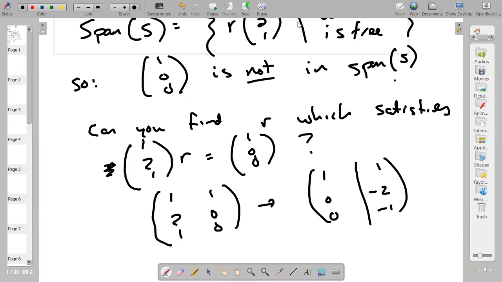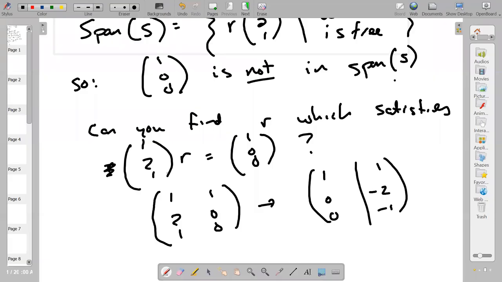associated to non-zero solutions. What that's saying, in matrix language, is that there's no solution to that equation. There is no R that satisfies the equation that you want. There's no multiple of (1, 2, 1) which will give you (1, 0, 0). So that element (1, 0, 0) is not in the span of S for this reason.